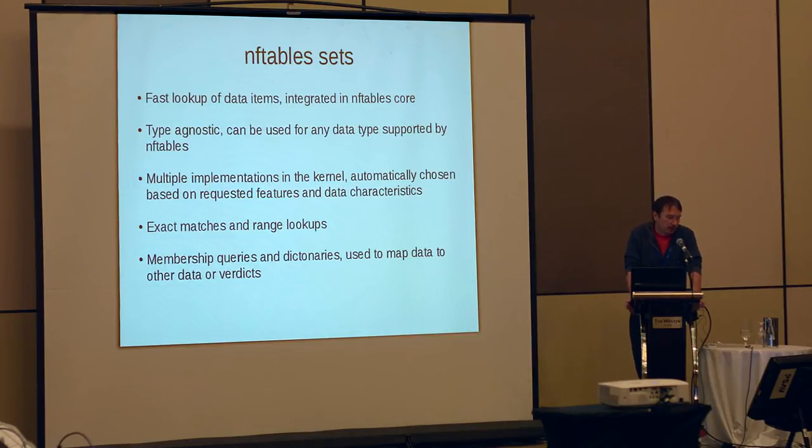The set implementations we currently have provide exact matches and range lookups, so you can also put entire networks in there. User space prioritizes ranges based on the size of the range, so more specific matches will override less specific matches. It's basically like routing rules. And the sets provide membership queries and dictionaries, where you can also associate some data item with a key in the set, and this will provide a mapping, which you can use, for instance, like Pablo demonstrated yesterday, to get IP addresses for DNAT, SNAT, based on some different criteria. So you can combine many NAT rules in one simple set lookup in one NAT rule. We can also map to verdicts, which can be used to build jump maps for more efficient, higher complexity data structures.